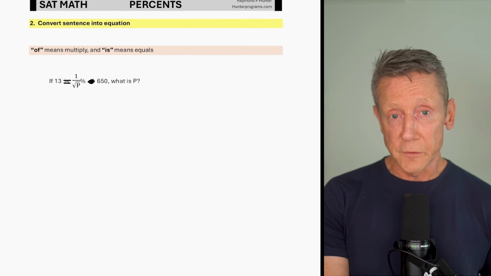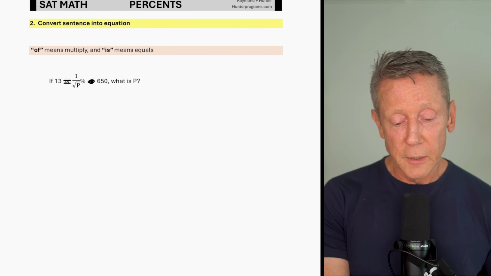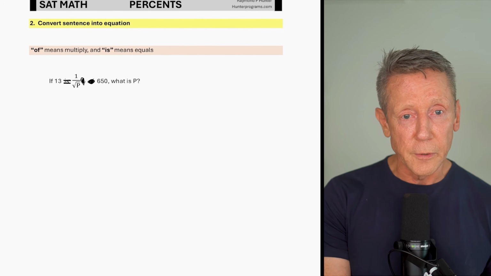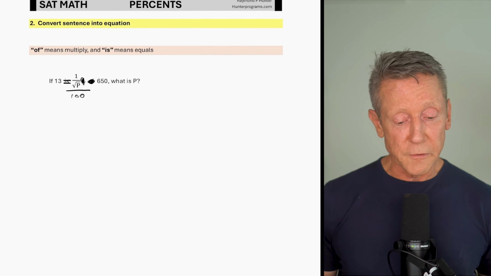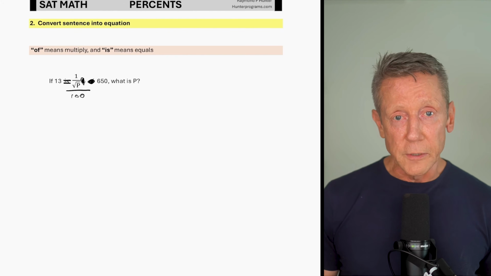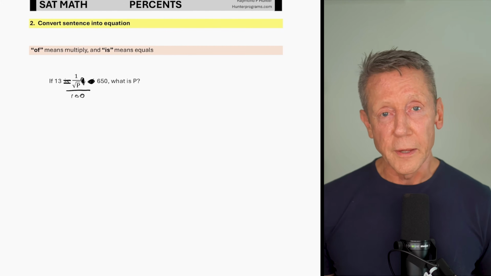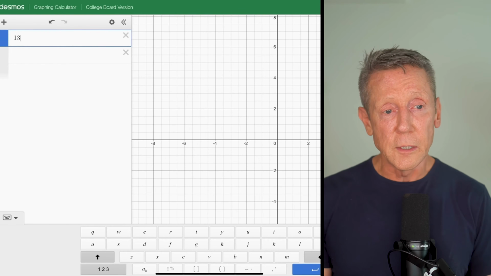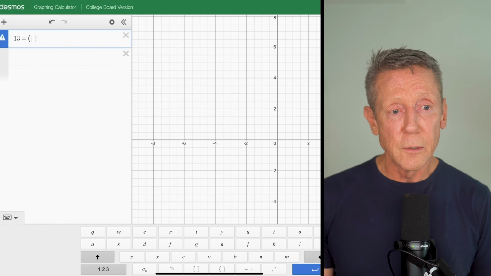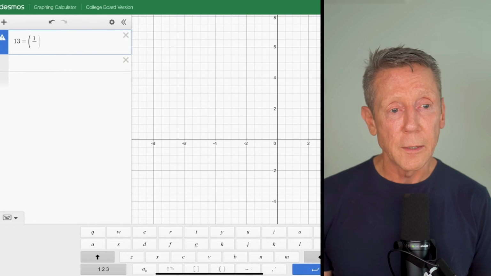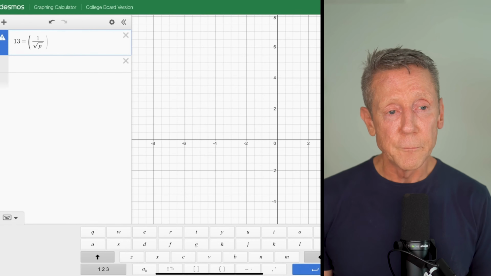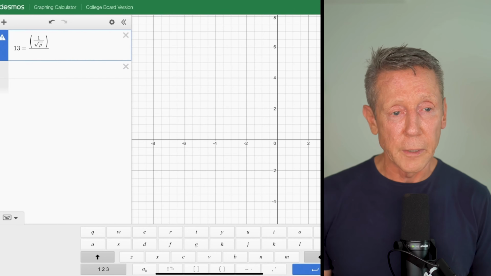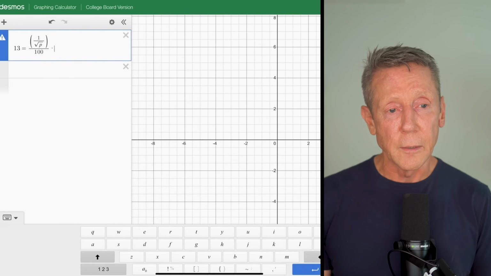And then this crazy looking percent, don't worry about it. Just do what we always do. Scratch out the percent symbol and put it over 100. And then the next step is we just feed this into Desmos and have it do the work for us. Let's head over to Desmos. I'm going to enter this into Desmos. So we have 13 equals, open paren, 1 divided by square root p, close paren, arrow over, divided by 100, arrow over, times 650.